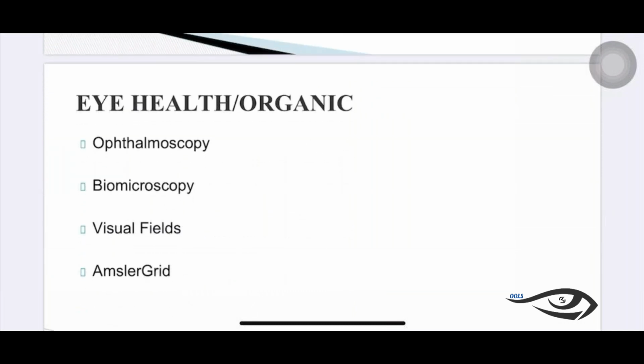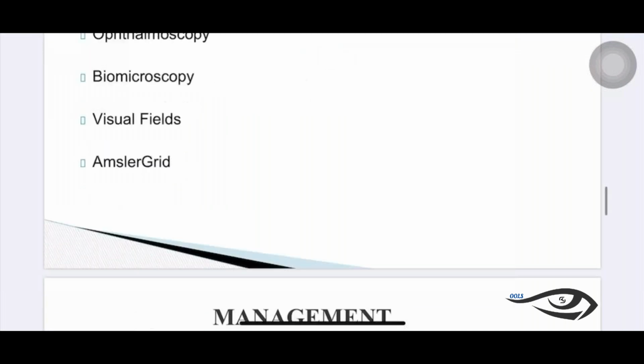Then there are some eye health checks, like whether the anterior and posterior segment of the eye is proper or not. Then you need to check the visual fields or an Amsler grid chart. Why are all these things very important? Because sometimes a patient can suffer because of some type of pathological error. So to distinguish both, to give the differential diagnosis, you have to check all these things.